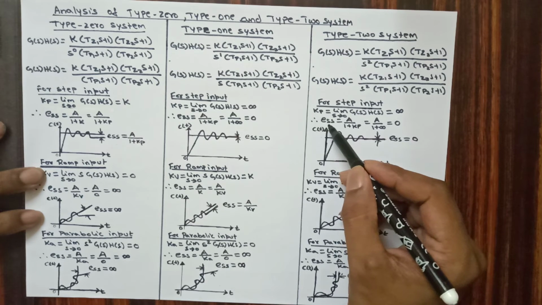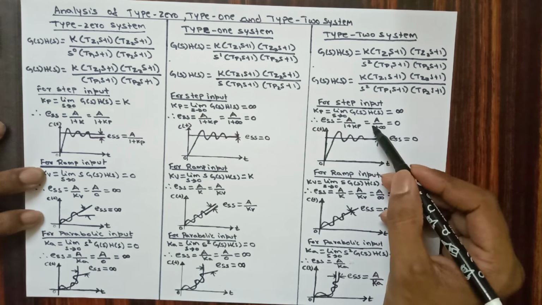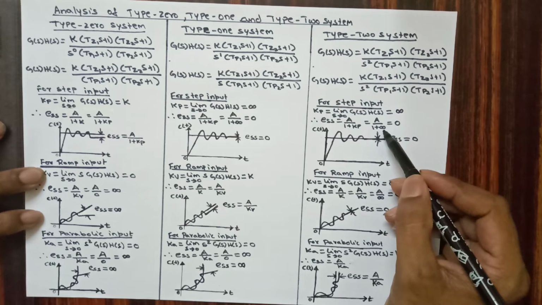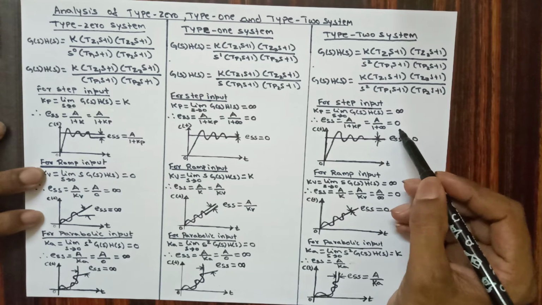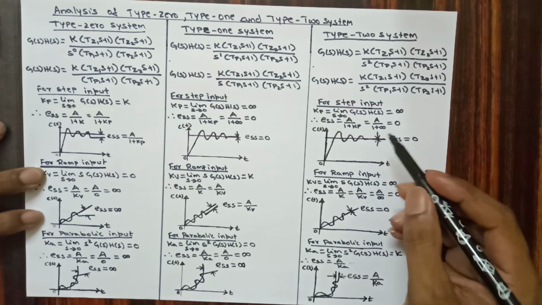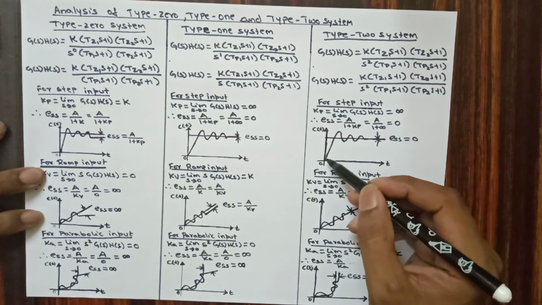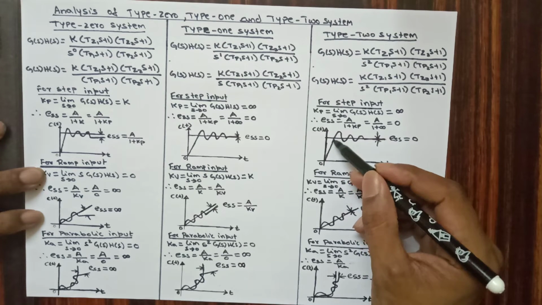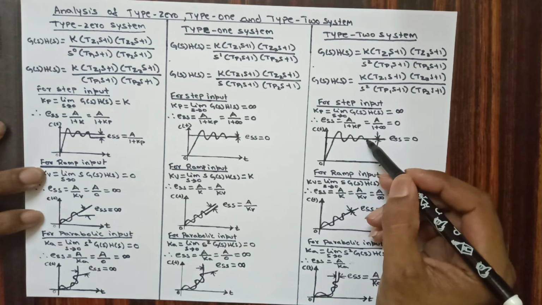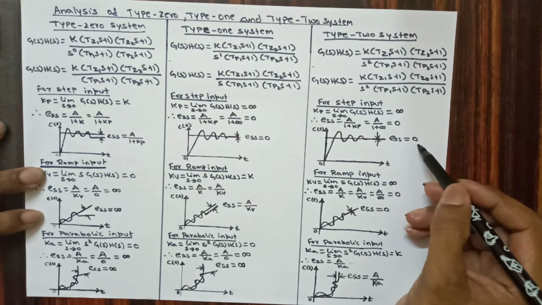Therefore, steady state error ESS is equivalent to A divided by 1 plus Kp, which is equivalent to A divided by 1 plus infinity. Anything divided by infinity is 0. You can observe here for step input for a type 2 system, we are getting steady state error 0. So you can see for the step input, the output passes through the transient period and then reaches steady state, and in this case you can see the steady state error is equal to 0.